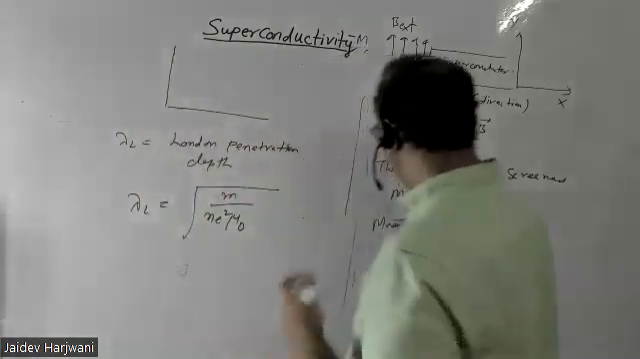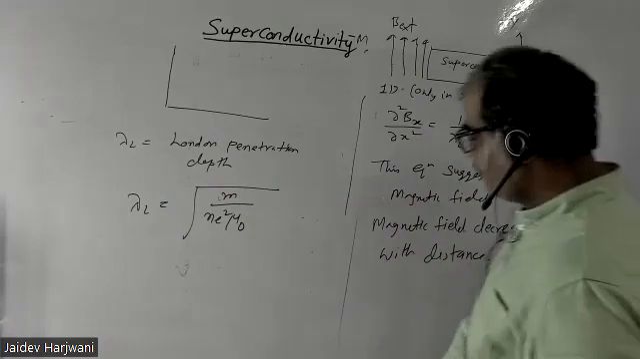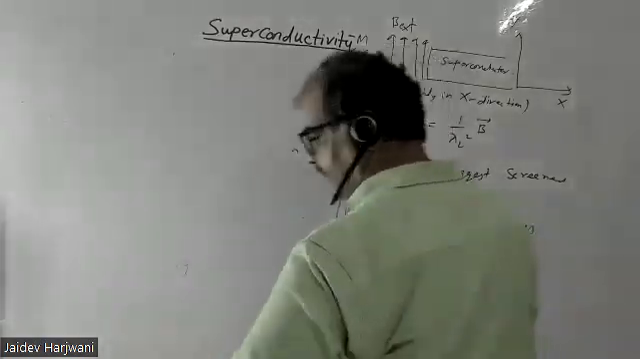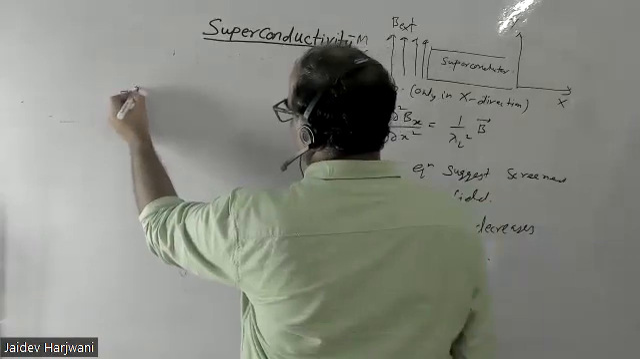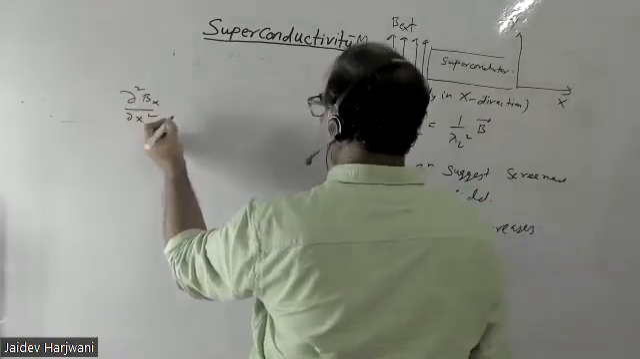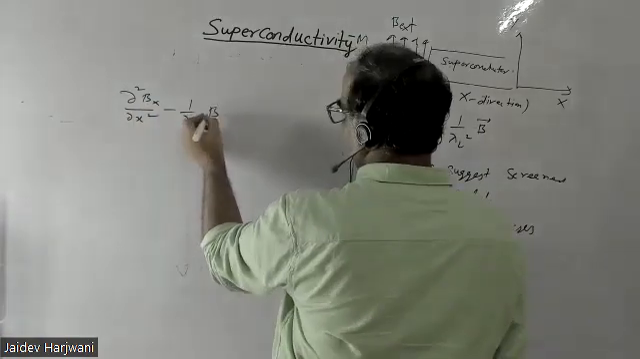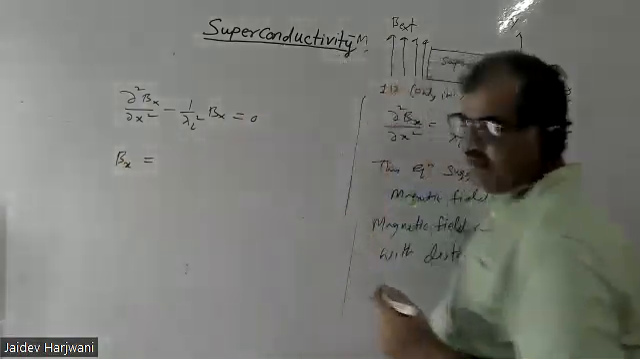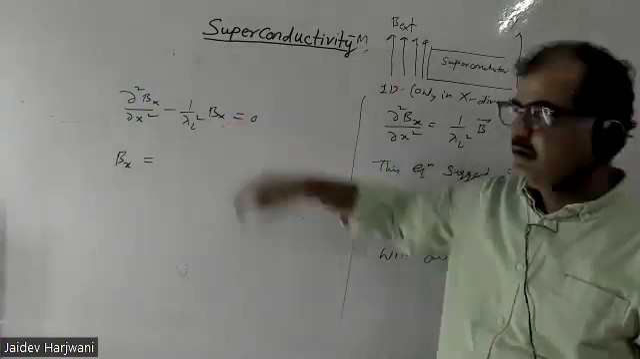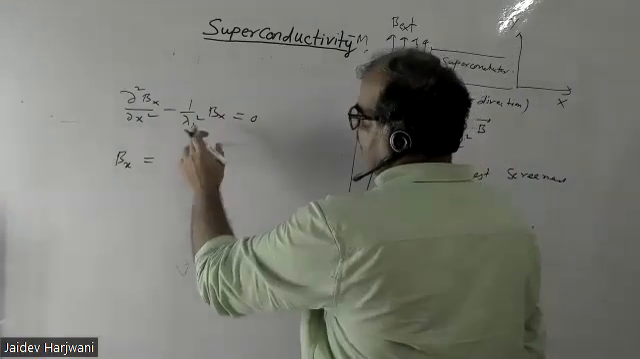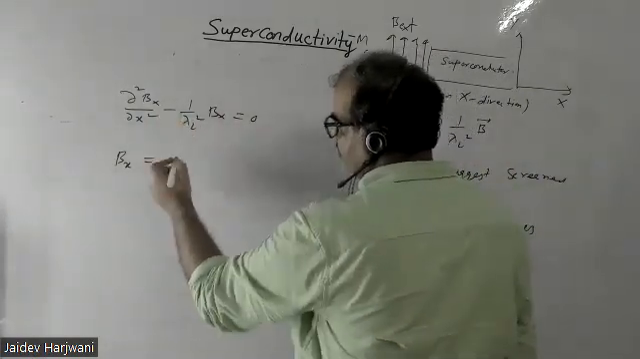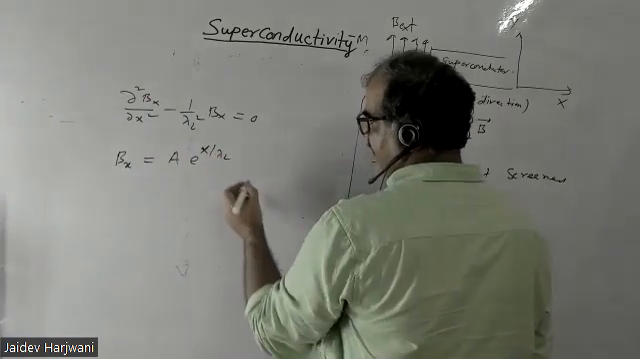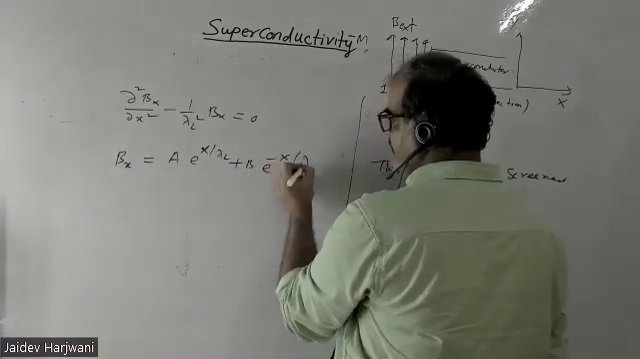Now what is the solution of this equation? You have del squared Bx upon del x squared minus one upon lambda L squared Bx is equal to zero. How can I write the solution of this differential equation? Some constant a times e to the power x upon lambda L, plus b times e to the power minus x upon lambda L.